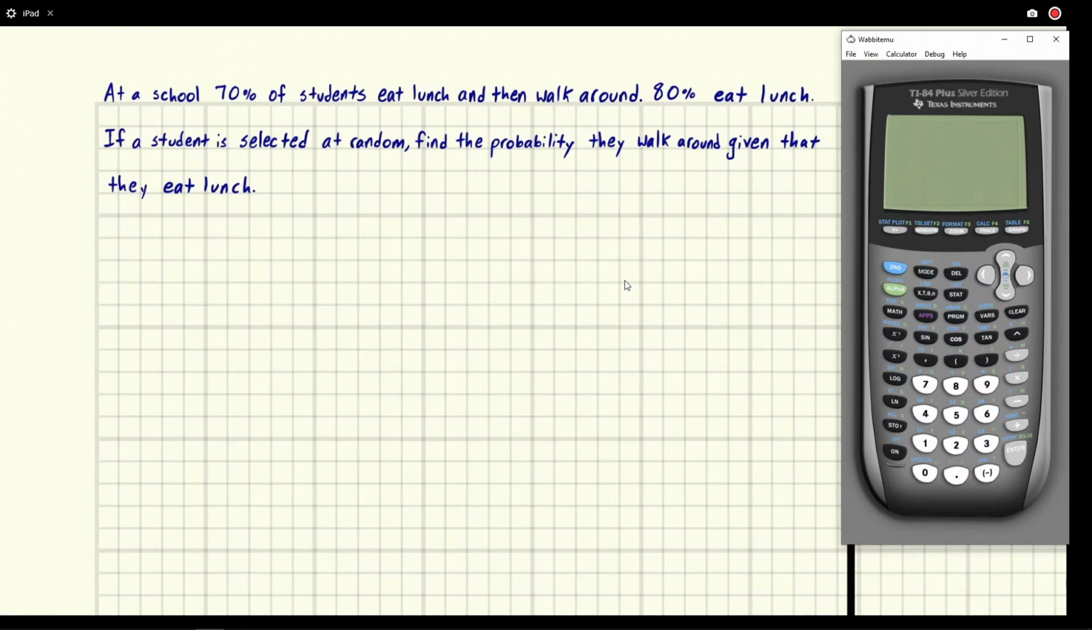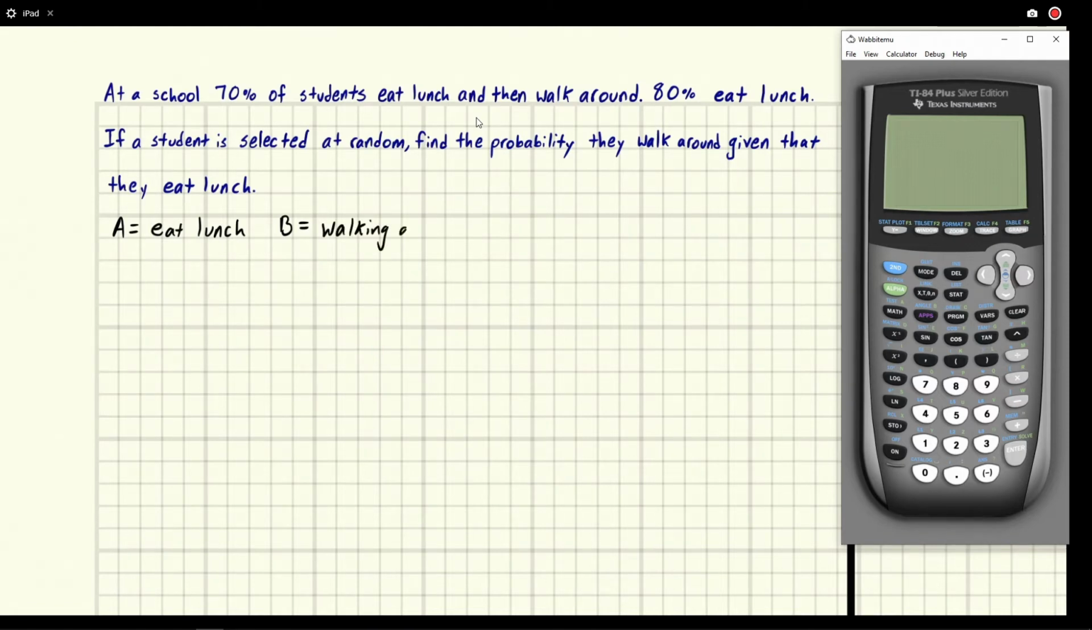Okay, so we have a lot of given this and that happening. Let's take a second and write down what we're given because there's a lot of words here. We're told that 70% of students do these things, and there's all this talk about eating lunch and walking around. So these seem to be our two events. I'm going to let A be the event that we eat lunch. Event B will be walking around.